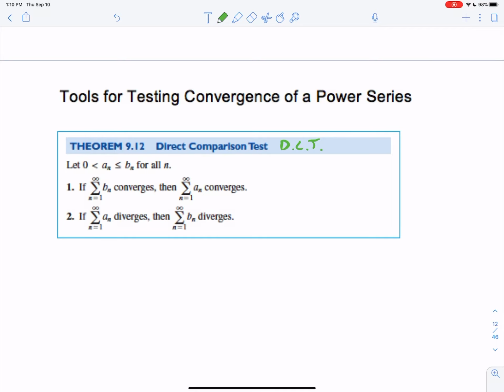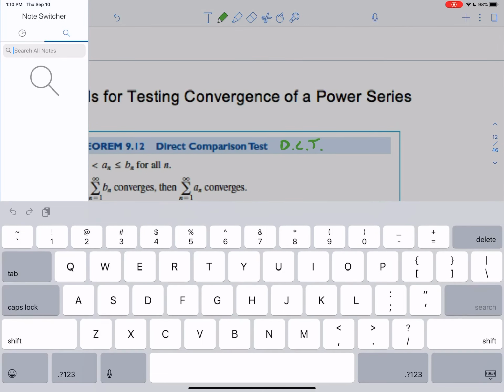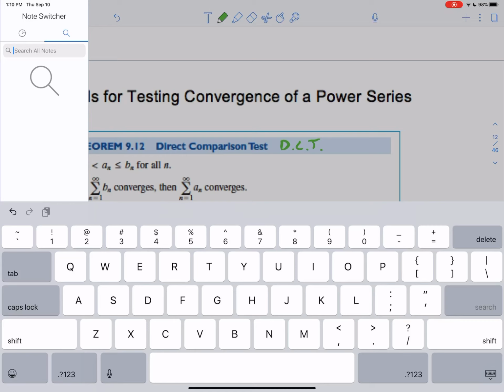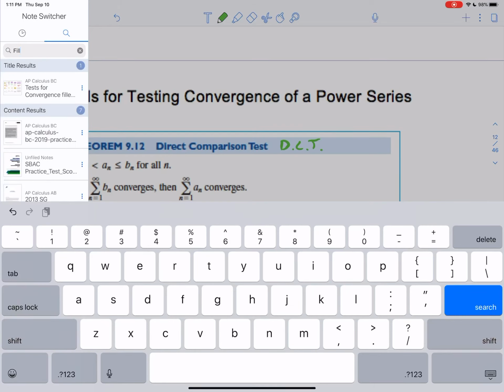Okay, so let me refer back to your tools here. Why am I not getting the notes? That's so weird. Okay, there we go.